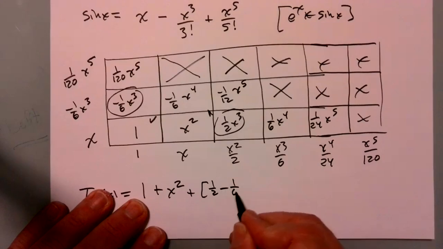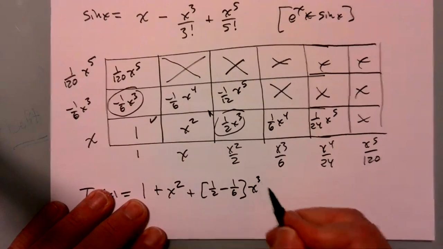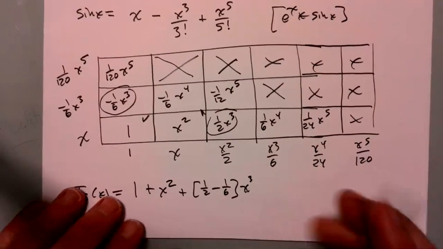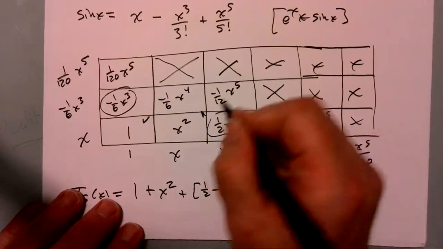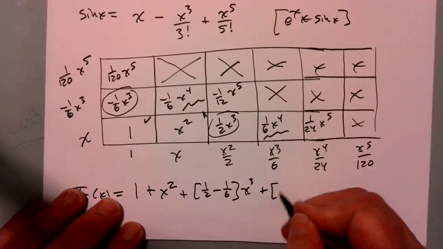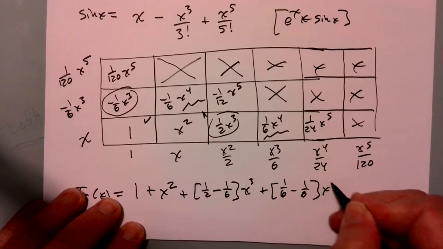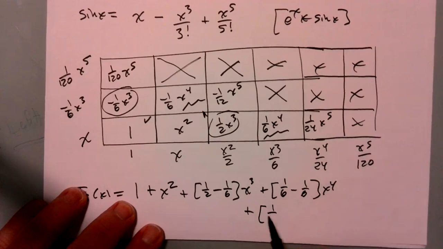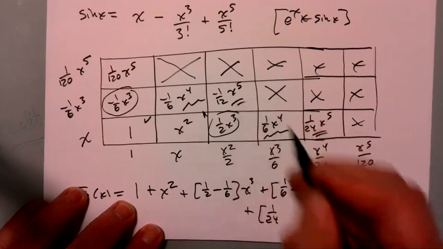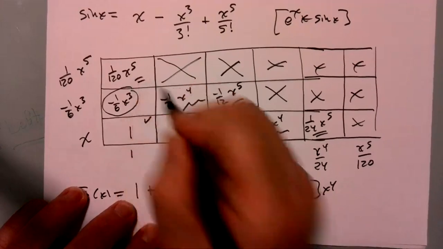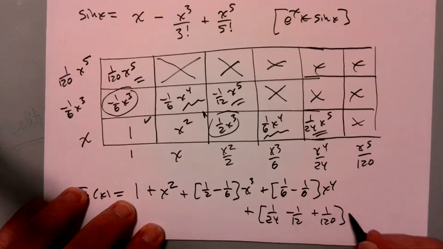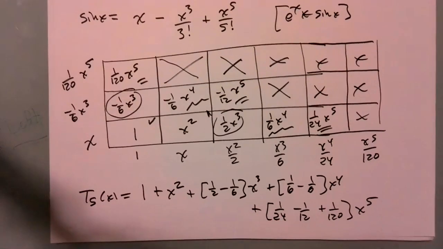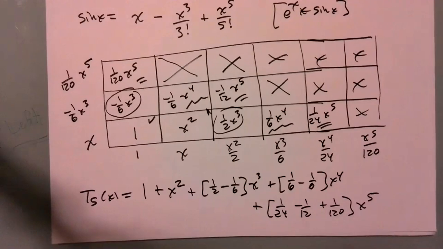I'm not going to do any fractions here since we're at the end of our time. A half minus a sixth x cubed. You certainly could do that. Where are my x to the fourths? I have a sixth x to the fourth and negative a sixth x to the fourth, which is obviously 0, but a sixth minus a sixth x to the fourth. And then my x to the fifth, guys, what do I have? I have 1/24th x to the fifth. I have minus a 12th x to the fifth. And I have plus 1/120th x to the fifth. That is a fifth order Taylor polynomial for e to the x sine x that we get by multiplying that stuff together. And I sincerely hope I have not made an error in doing that computation.